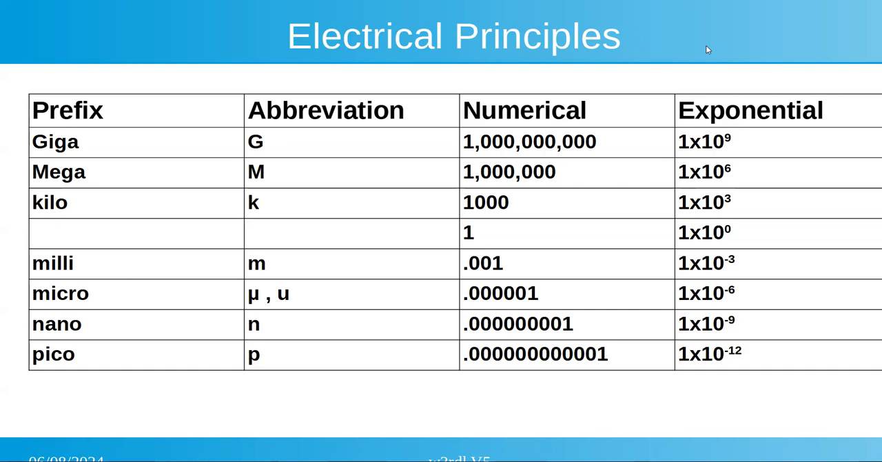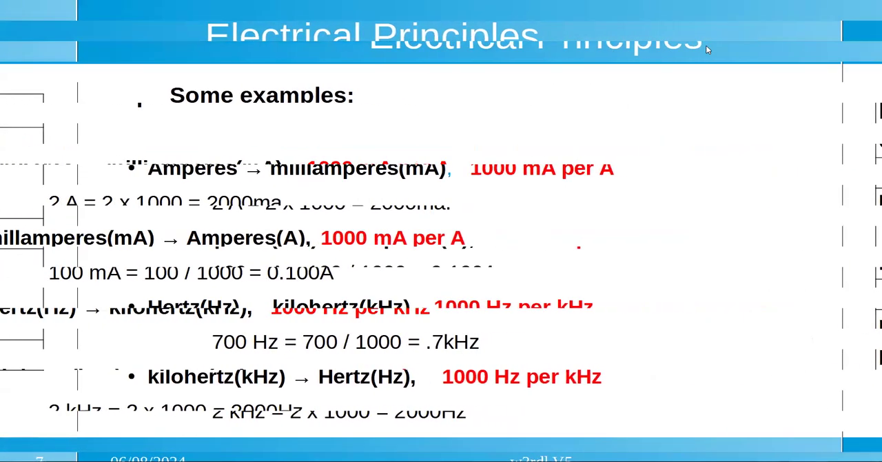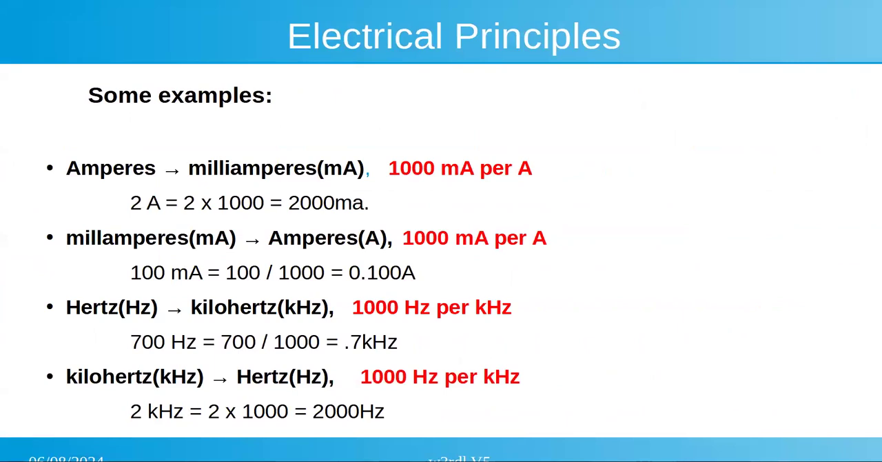So we'll do some examples. If I wanted to convert amperes to milliamperes, I know that there's 1,000 milliamperes in an ampere. So if I have 2 amps, I would multiply it by 1,000 to get 2,000 milliamperes. Does that make sense? Okay.